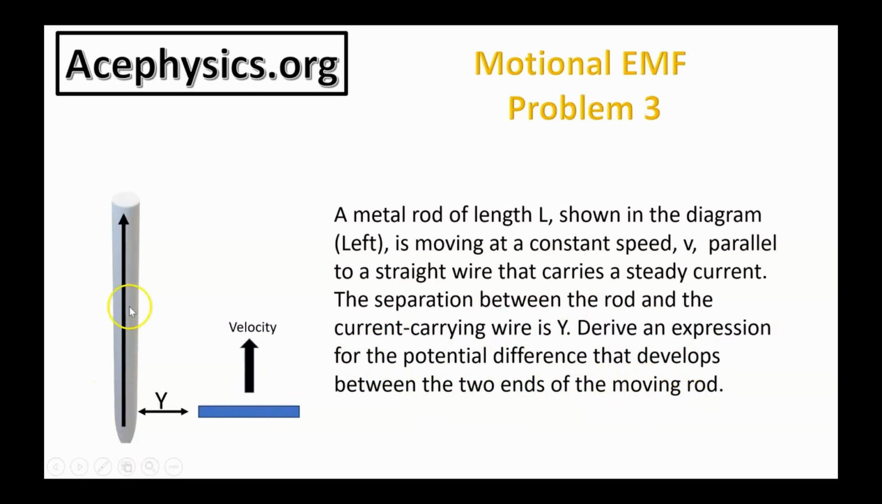Here's the setup. There's a wire with a constant current in it. A distance Y from the wire is a rod, and the rod is moving at a velocity V. And the question is, what is the potential difference between the two ends of this rod? You may want to pause the video, because I'm going to solve this problem on the next slide.